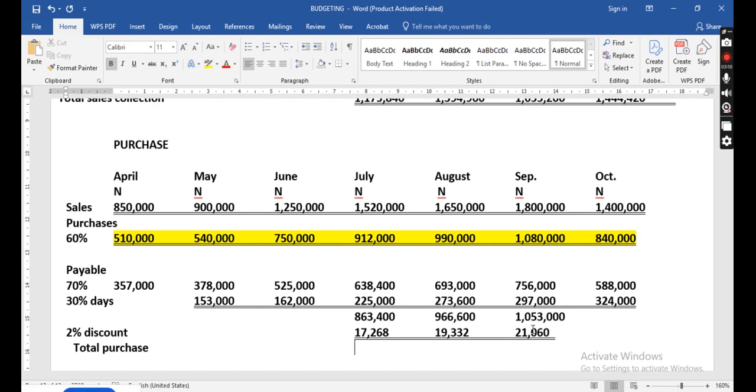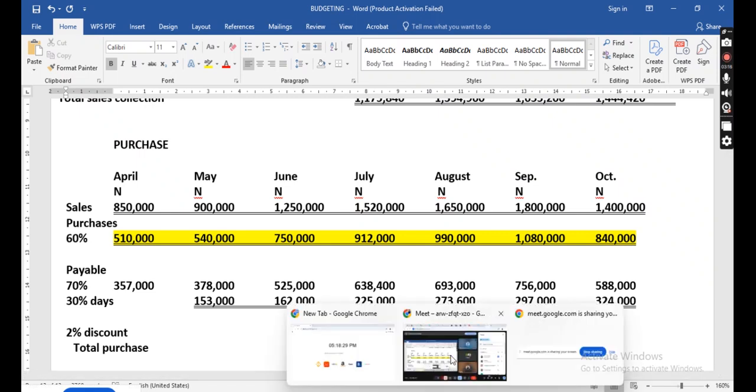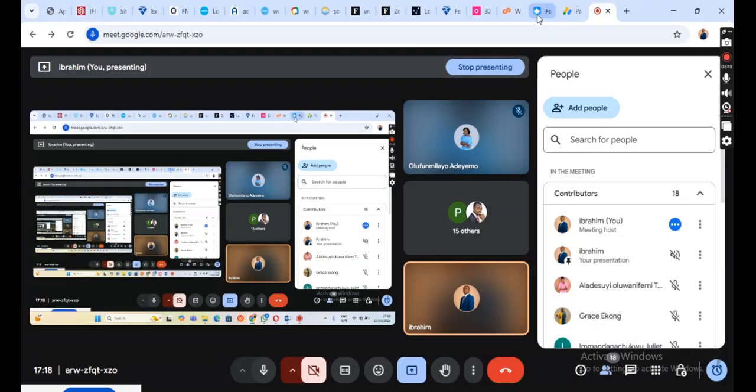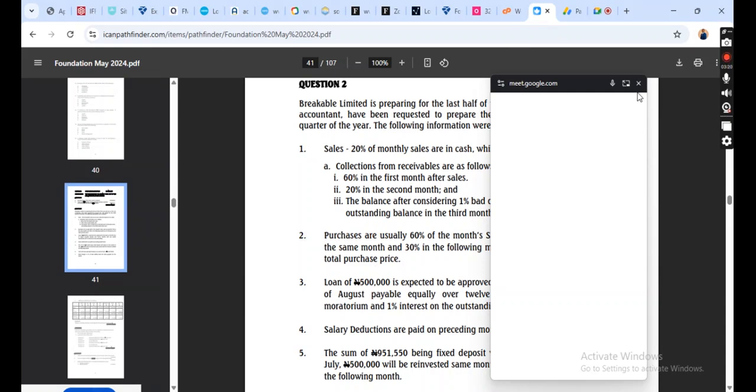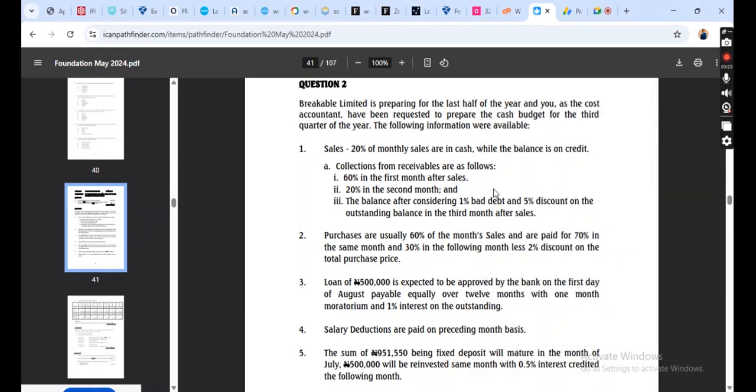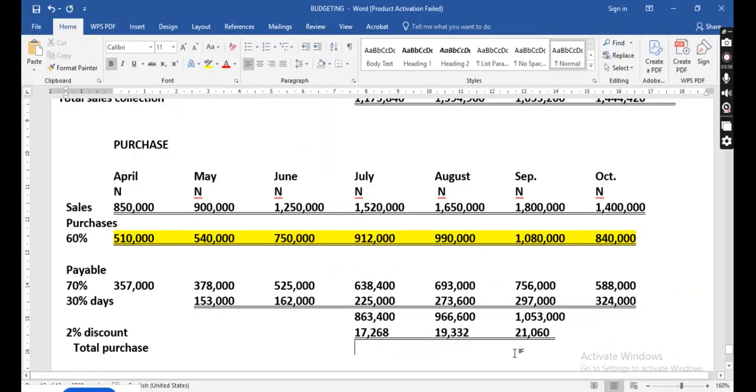And that is why I said we have to go back again, right? On the total purchase price. Okay. Now, we need to go back again, right? Less 2% discount on the total purchase price. Now, the question is, what is the total purchase price? What is the total purchase price? Right? What is the total purchase price here?